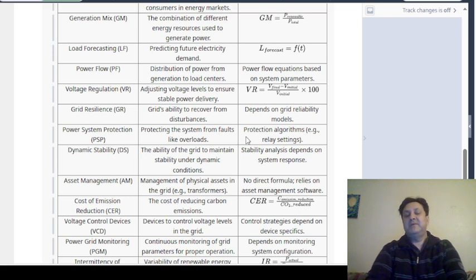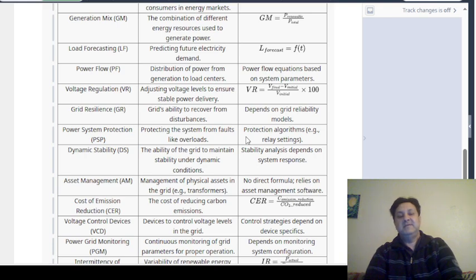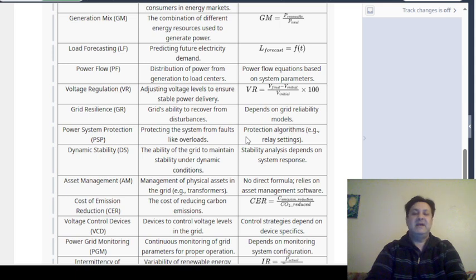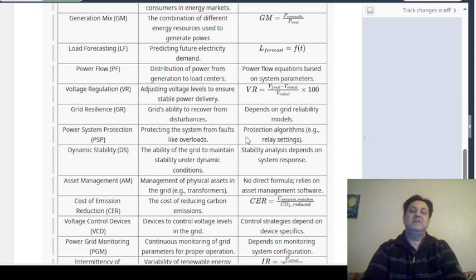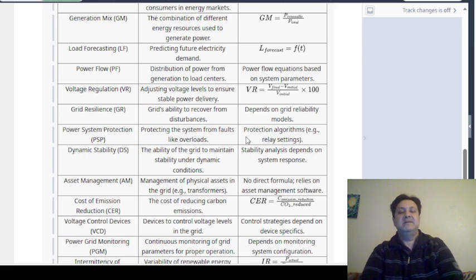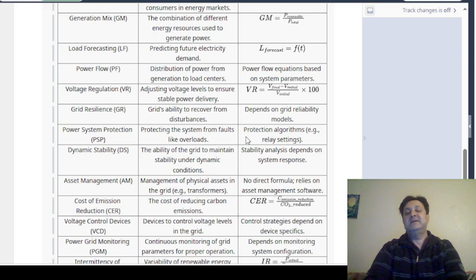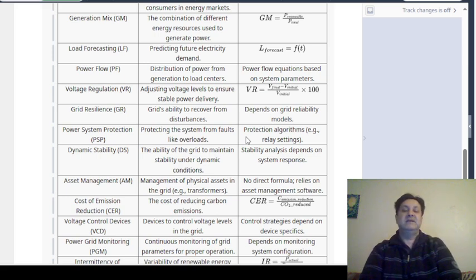Voltage regulation is very important. This is a technical thing: adjusting voltage levels to ensure stable power delivery. Sometimes we step up and step down, or sometimes we regulate the voltage and try to stabilize it as required, when required, and where required. Then the grid resilience is also important: the grid's ability to recover from disturbance. If I have a system that is working fine, but something happens and an error stays there, it's going to create even more errors. So we have to make sure the grid is resilient enough.